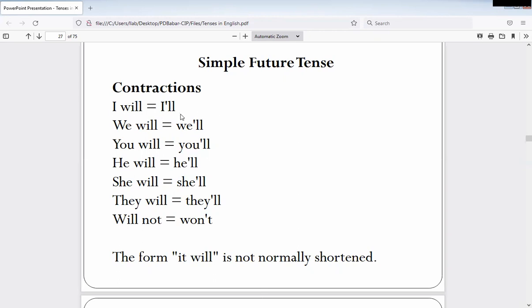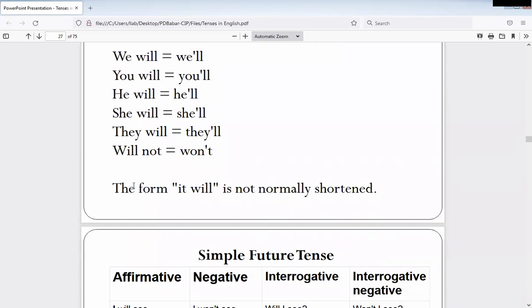I will becomes I apostrophe double L. We will becomes we apostrophe double L. You will becomes you apostrophe double L. So in this way, this continues. The form it will is not normally shortened. So it will is normally not shortened. We cannot shorten it will. It will is used as it is in the sentence.